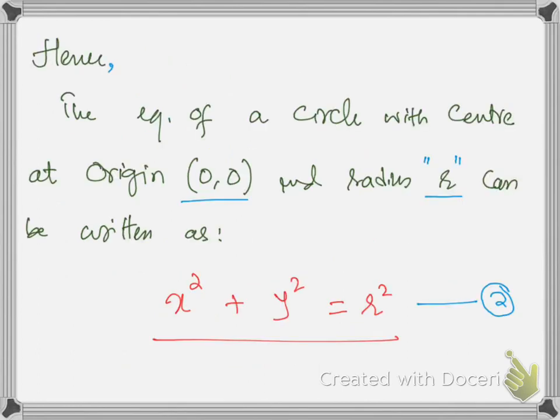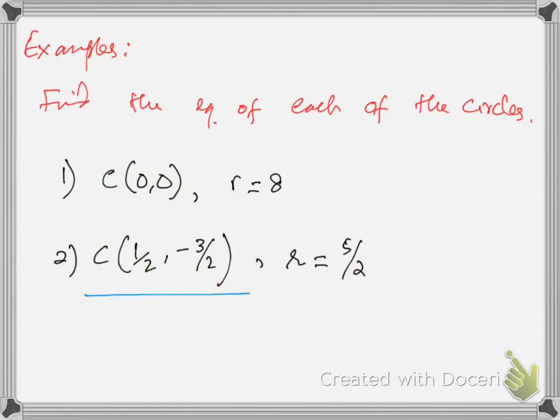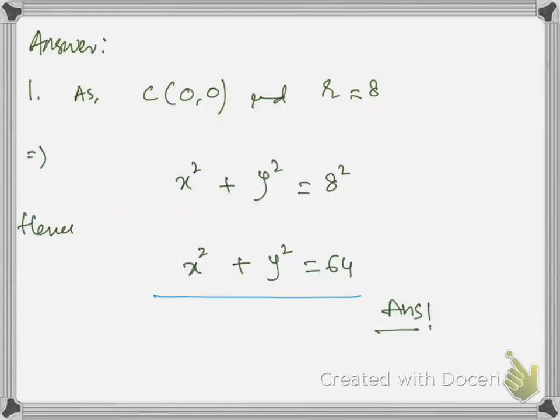Hence we can say that the equation of a circle with center at the origin and radius r can be written in this form. This is the standard equation of a circle with center at (0, 0) and radius r. Examples. Find the equation of each of these circles. Center is (0, 0) and radius r is 8. So the equation of this circle will be x^2 + y^2 = 8^2, and finally x^2 + y^2 = 64. So that's the standard equation of a circle. We use this equation to get the equation of this circle.